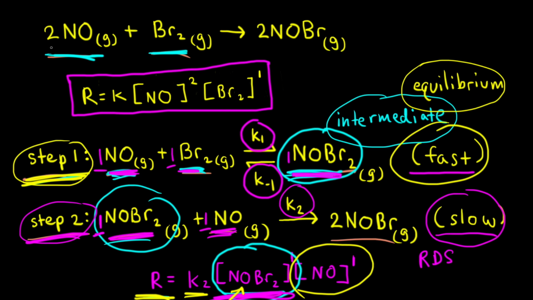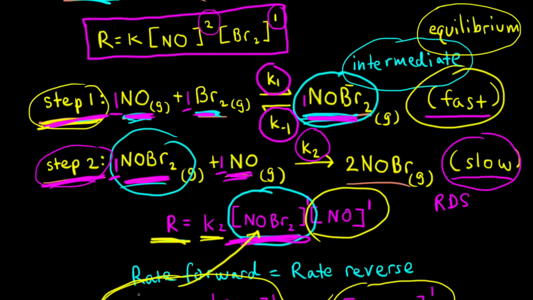And if you look at the coefficients for the overall equation, there's a 2 in front of NO and a 1 in front of Br2. It might be tempting just to say, can't we just take those coefficients and turn them into exponents? Because in this case, they happen to match the exponents in our rate law. That's just a coincidence for this reaction. We can't just take the coefficients for an overall equation and turn them into exponents in the rate law. We can only do that for elementary reactions, like the elementary reactions in the two steps of our mechanism.